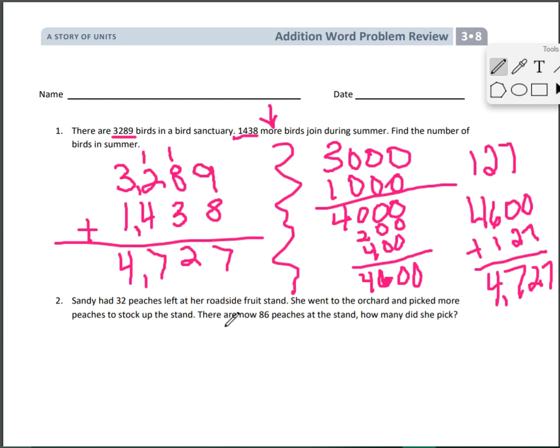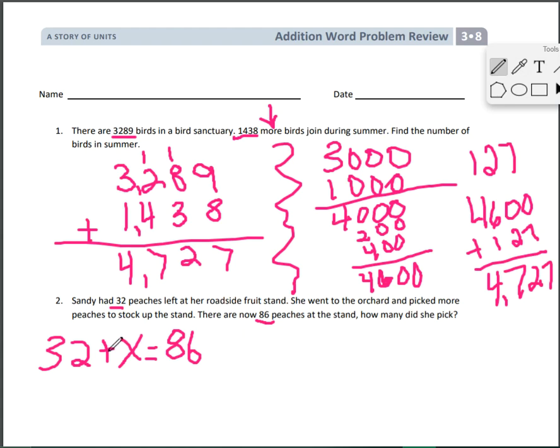All right, Sandy had 32 peaches left at her roadside fruit stand. She went to the orchard and picked more peaches to stock up the stand. There are now 86 peaches in the stand. How many did she pick? So she had 32. She added a mystery. Remember, X marks the spot of our mystery. And now she has 86. You can always put a box in place of the X if that is easier for you to remember.